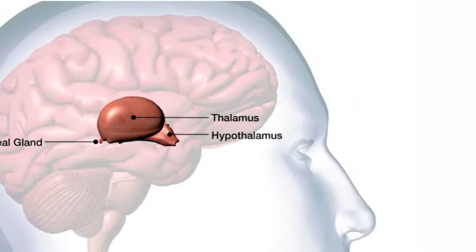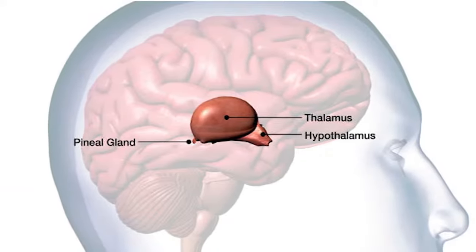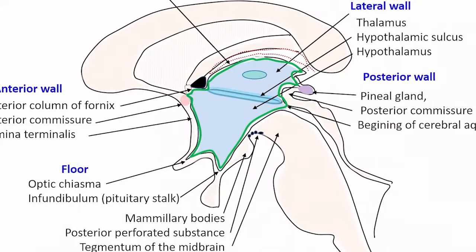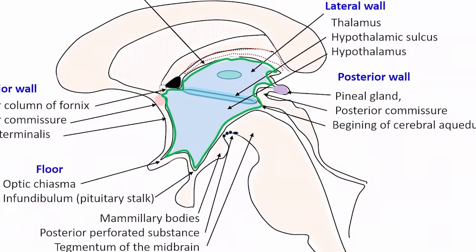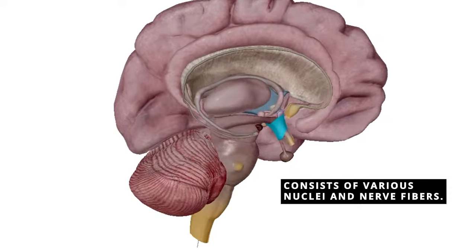The hypothalamus is located below the thalamus, approximately above the pituitary gland, and forms the lower walls and floor of the third ventricle in the brain. It's about the size of an almond and consists of various nuclei and nerve fibers.